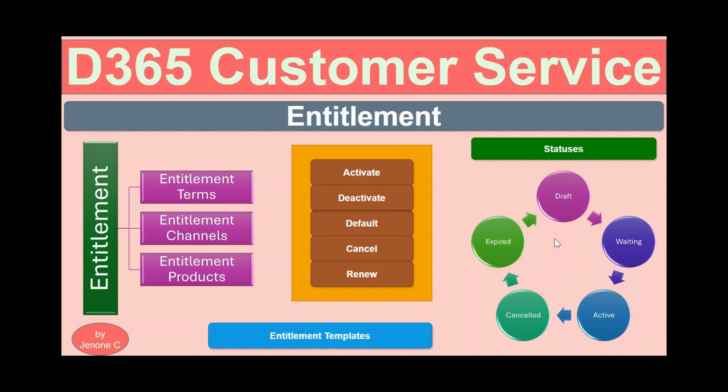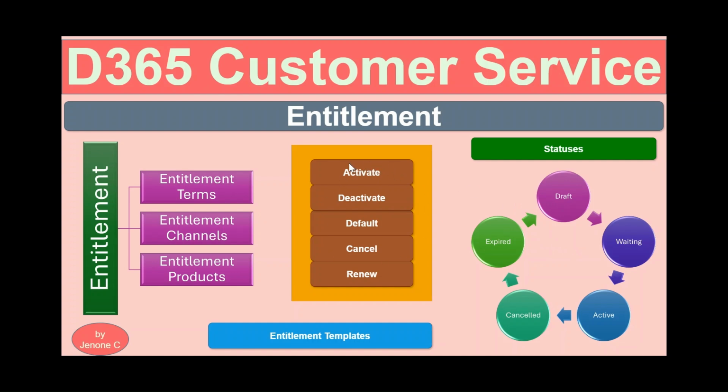And then while the particular entitlement is in active state, if we want to cancel that entitlement for some reason, we can click on the cancel button to change the status to canceled. And then once the end date has been reached, the entitlement will be automatically changed to expired state.